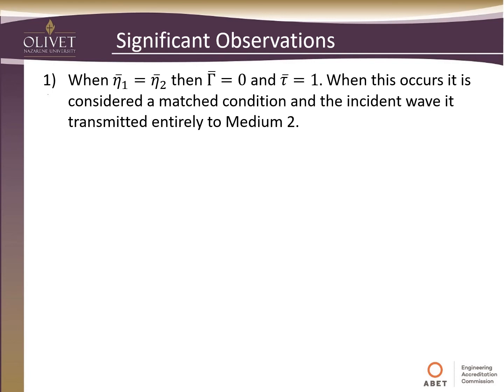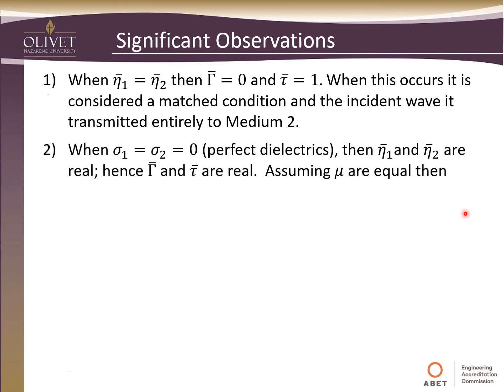When the two intrinsic impedances are equal and we plug them into those values, we'll get a reflection coefficient equal to 0 and a transmission coefficient equal to 1. When this occurs, it's considered a matched condition, and the incident wave is transmitted entirely into medium 2. Hopefully that makes sense. Should be pretty obvious.